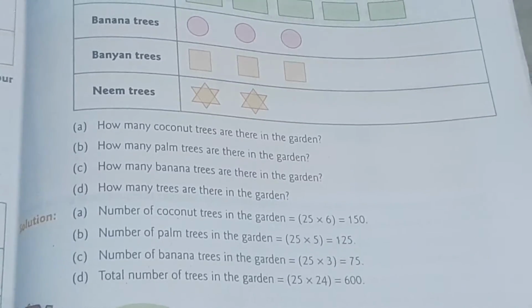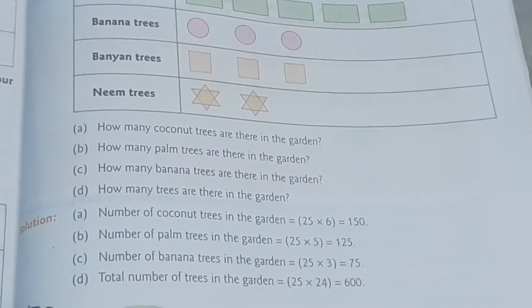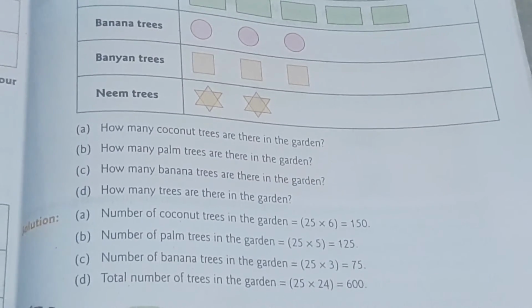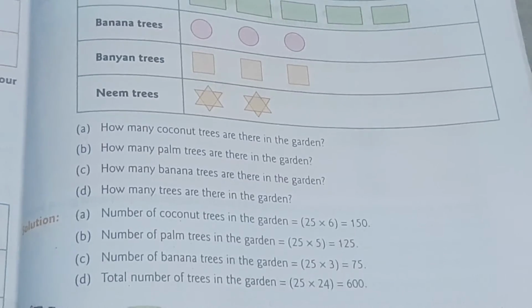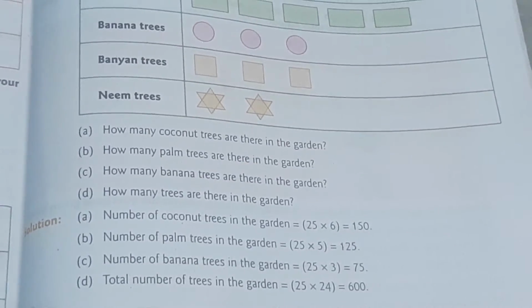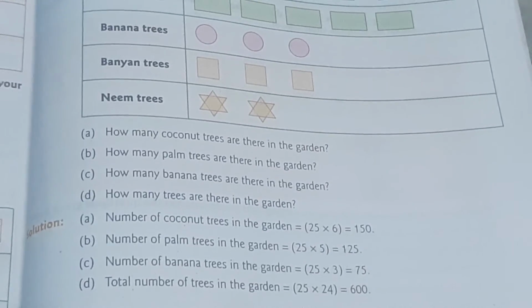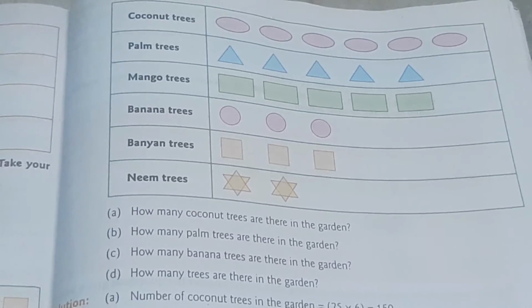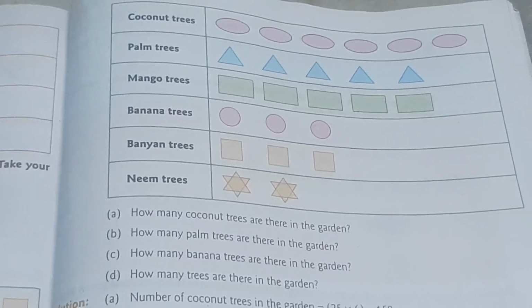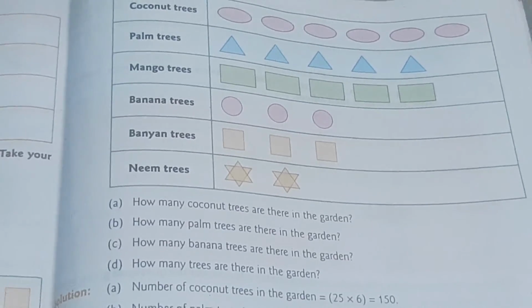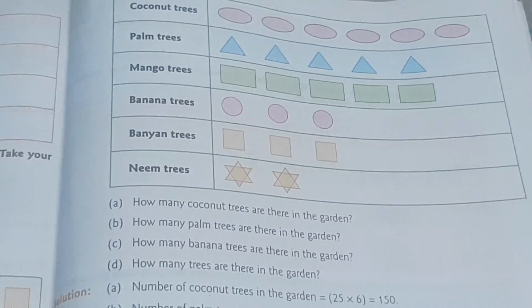Okay. And last question is, how many trees are there in the garden? Means there are total how many trees in the garden. So each symbol is represented by 25 trees, and we'll just count all the symbols in that box first of all. So we'll simply count the trees that are present in this box. So coconut trees, there are total 6 oval shape figures, and palm trees, there are how many triangles? There are total 5 triangles.